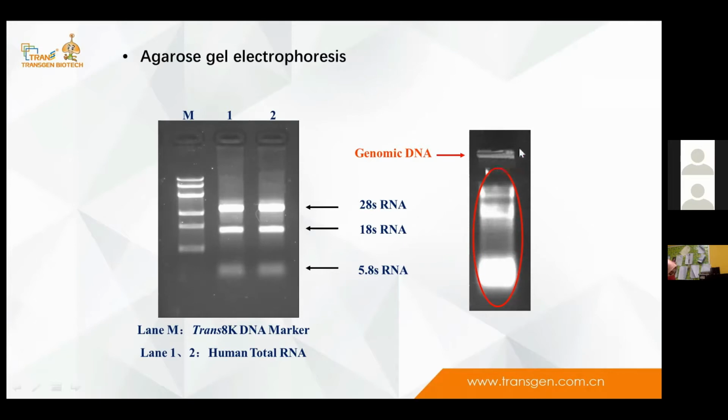And this band, we call it the genomic DNA. Genomic DNA during RNA extraction is very bad, and it will cause wrong data for the qPCR systems.